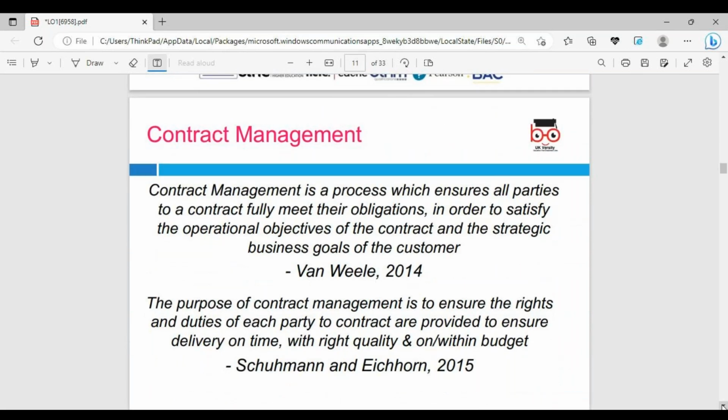So contract management, which is part of our discussion today, is a process which ensures all the parties to the contract fully meet their obligations. So please, when we do the contract, it becomes legally binding. It's a legal obligation. Otherwise, if you do not deliver things on time, or if the IT system is down, there can be huge penalties involved.